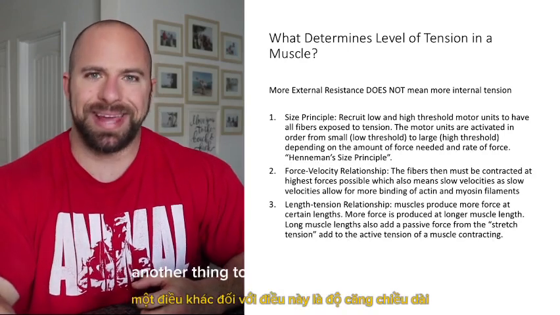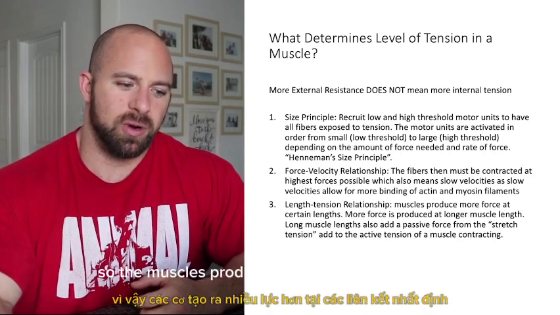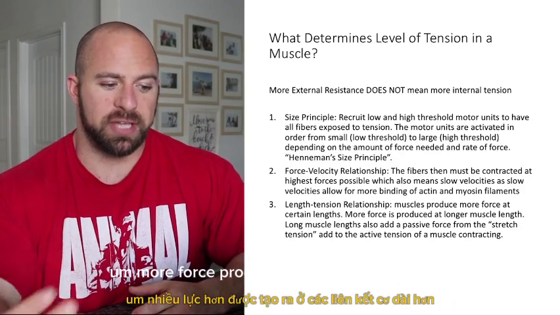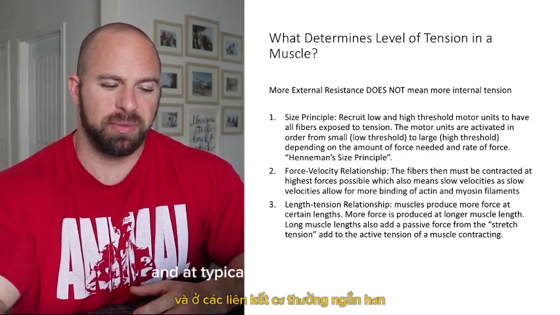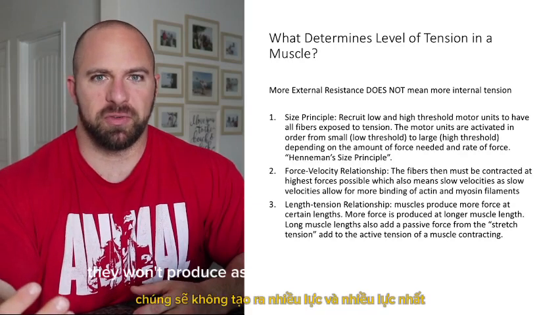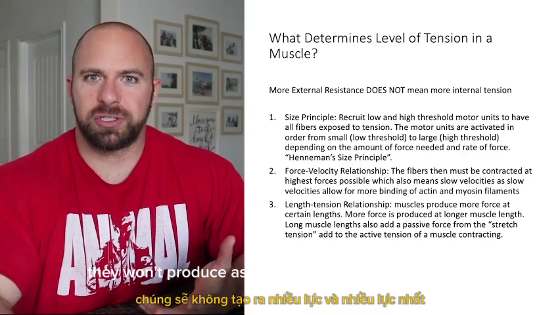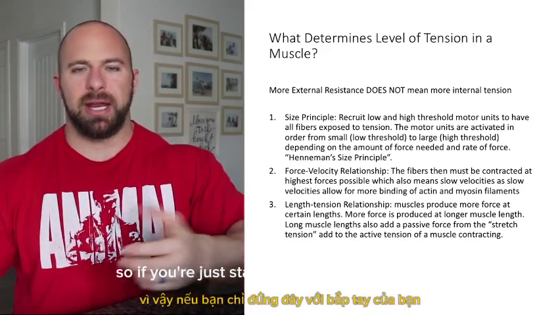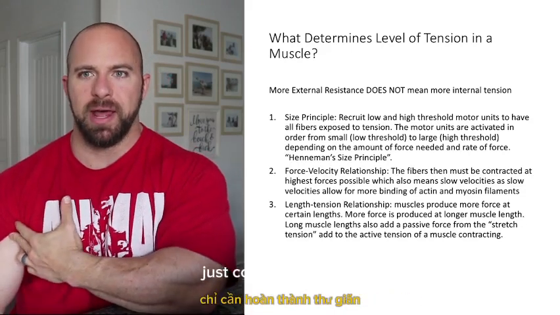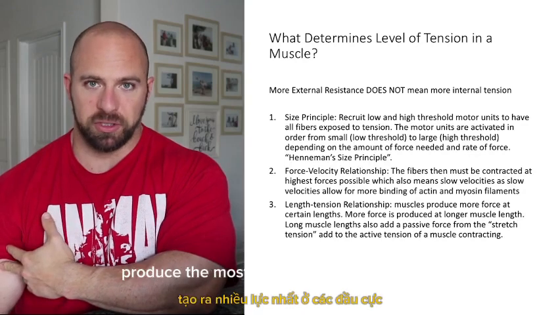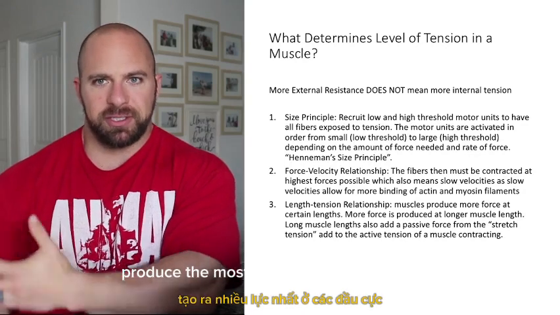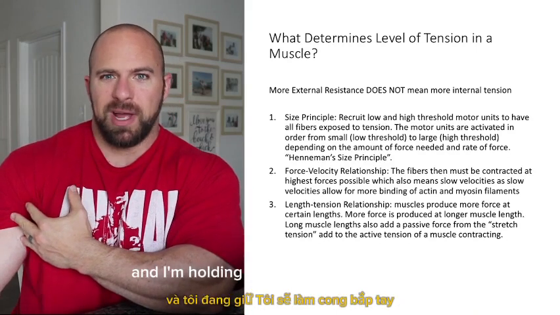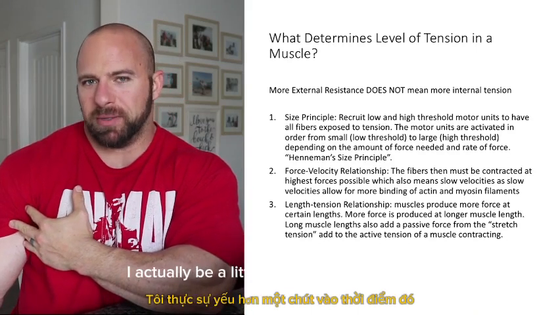Another thing to this is the length-tension relationship. So the muscles produce more force at certain lengths. More force is produced at longer muscle lengths, and at typically shorter muscle lengths, they won't produce as much force. And usually the muscle produces the best force at a resting length. So if you were just standing here with your bicep completely relaxed, that's the spot where you could probably produce the most force. At the extreme ends, if I lock out my elbow and do a bicep curl, I'd actually be a little bit weaker at that point.